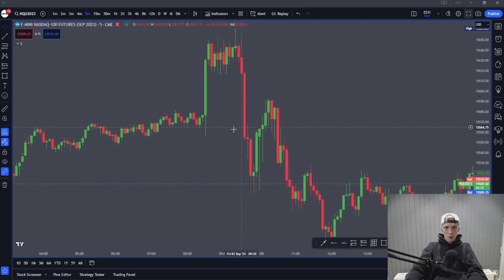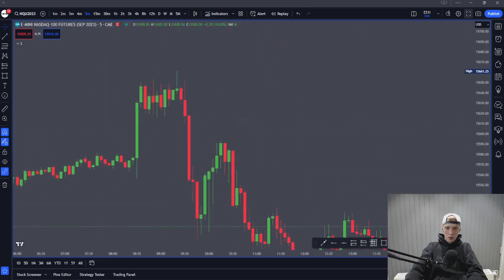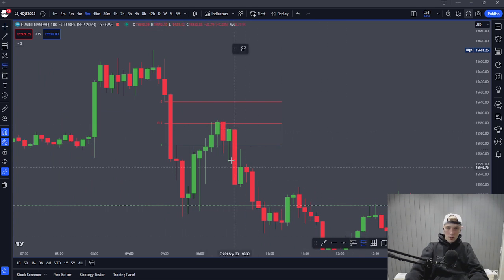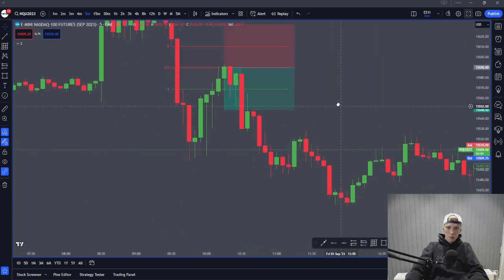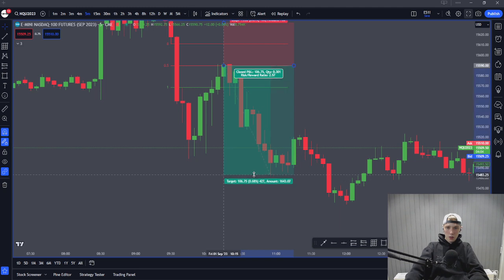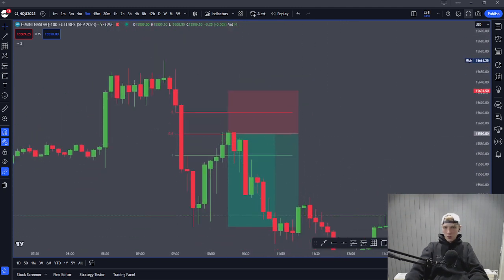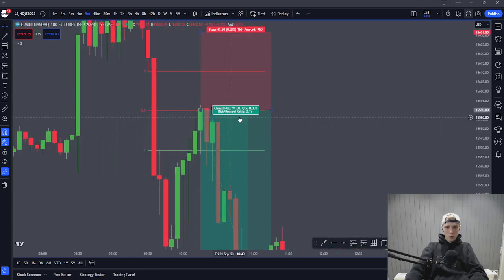Main threshold is when the market taps just the 50% line. I use the GAN tool for this. But yeah, see, it taps the 50% of the fair value gap, and that could be your entry too. Aiming for this low right here.